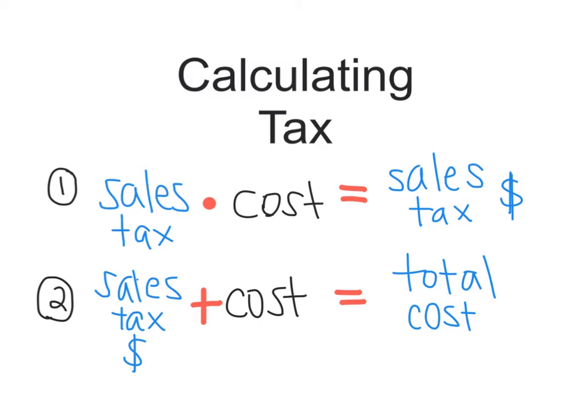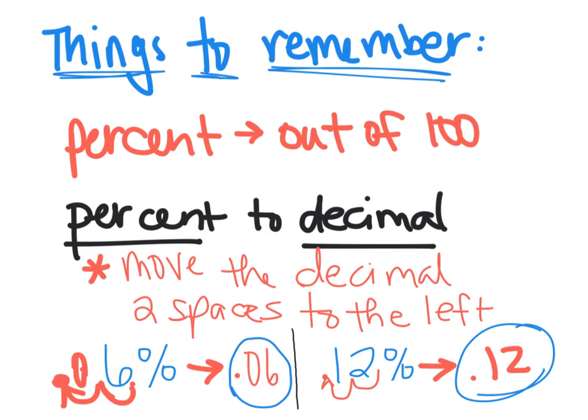You'll see on the screen that there are two different equations. The first equation helps you find the sales tax in dollar amount, and then you take that amount and add it to your cost to get your total cost. A few things to remember. First of all, remember that percent means out of 100. So basically, if you needed to, you could write your percent as a fraction out of 100 and then change it into a decimal that way.